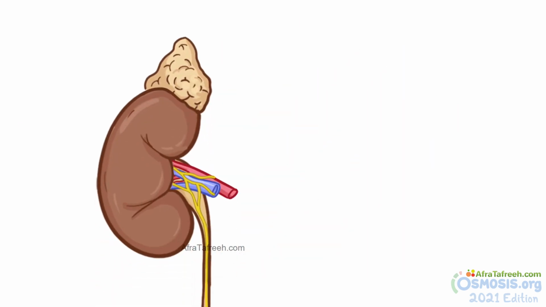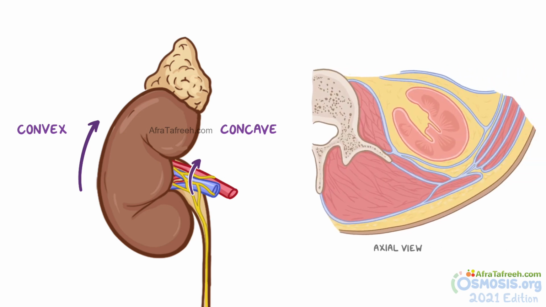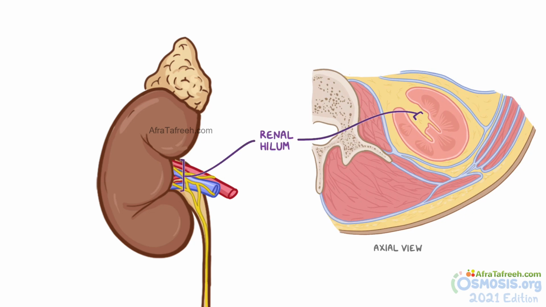Each kidney has a convex lateral margin and a concave medial margin. On their concave margins, each kidney has a vertical cleft, called the renal hilum, through which renal vessels, nerves, and the ureters enter and exit each kidney.